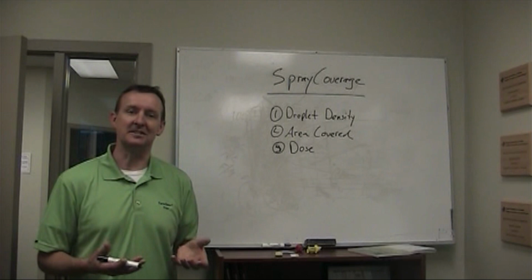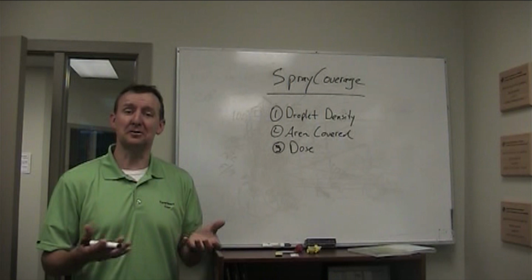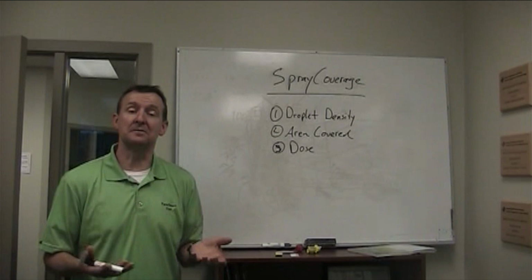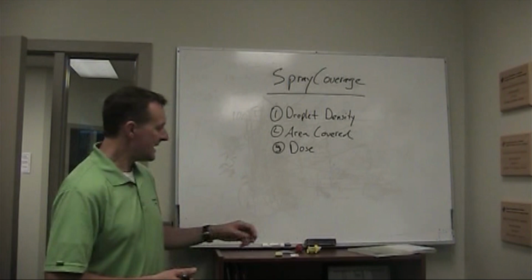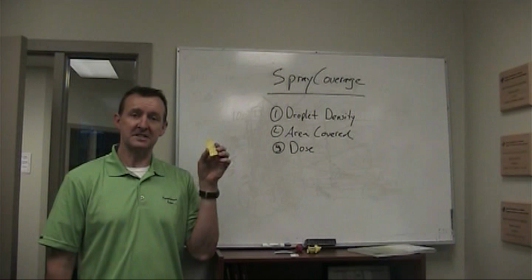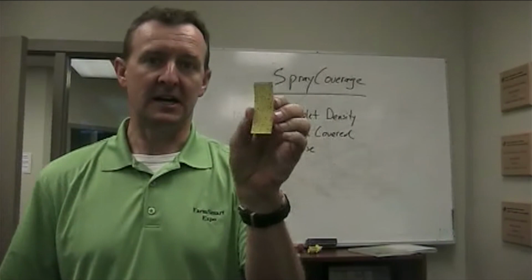All of those things are difficult for the applicator to actually measure, and it's even challenging for the researchers, because sometimes special equipment is required. But there is a very powerful tool, and that powerful tool is something called water-sensitive paper. Water-sensitive paper is a yellow paper that, when you put a droplet on it, turns a color, and you can see the purple deposits that are on this yellow paper, and it happens almost immediately.